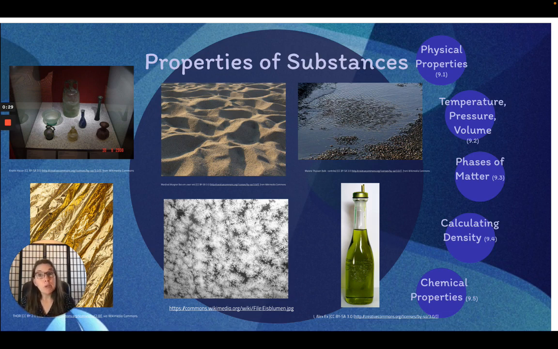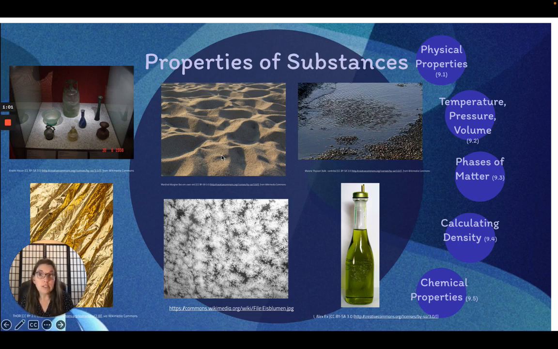A property is basically a characteristic of a substance. And you can see here in this picture, I have all different kinds of things pictured for you. I have sand, glass, gold foil, water with rocks, some close-ups of snowflakes, and an ancient glass jar with olive oil in it. And all of these are different substances, and they have different properties that make them different from one another. And so part of being a good scientist is being able to tell the difference between what some of these properties are.